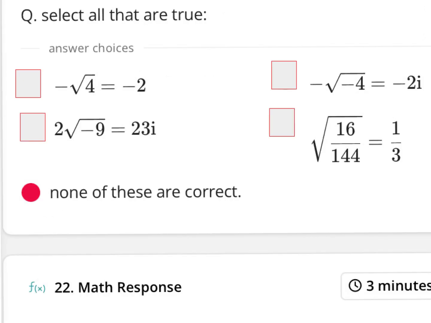So right here, we need to select all the true statements, and whoops, I forgot to cover this one up. Obviously, there are some of these that are correct. It's not that none of these are correct. I mean, that could happen on the quiz, but right here, there's at least one correct. So let's think about this.